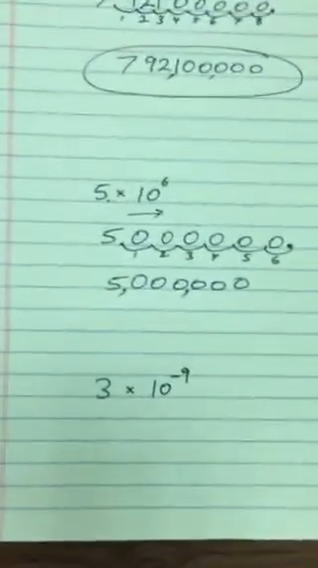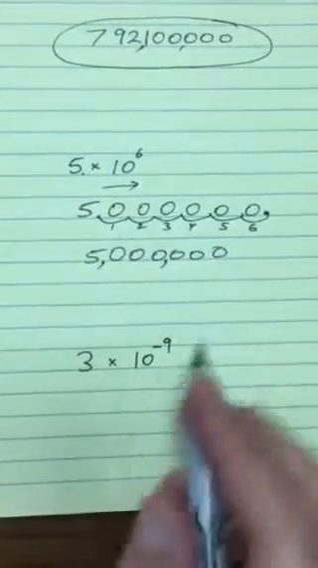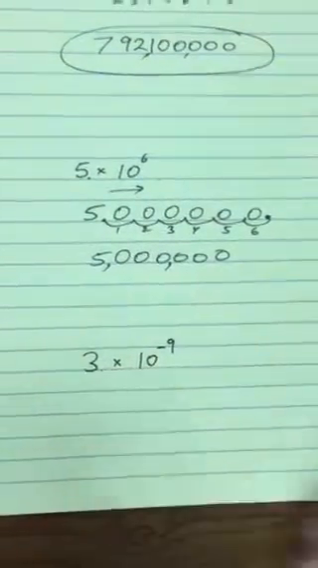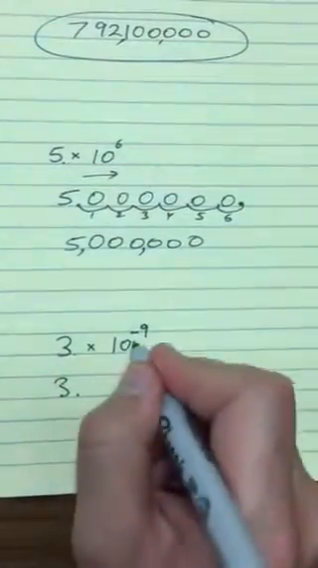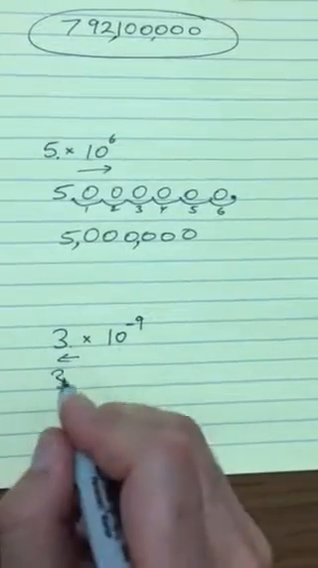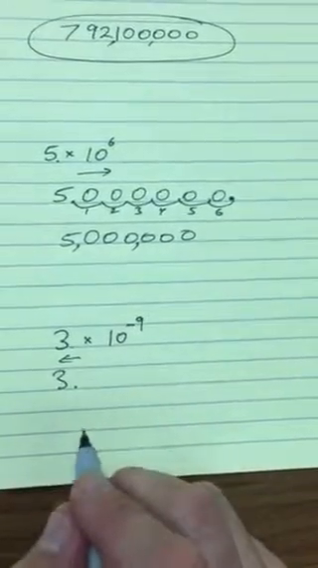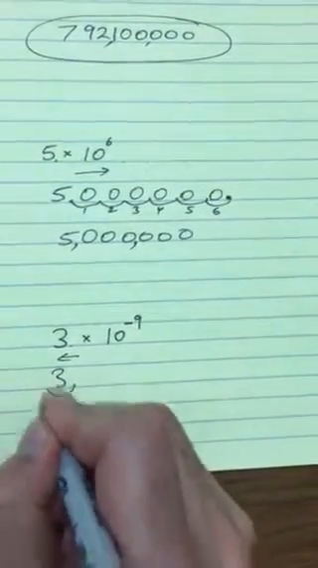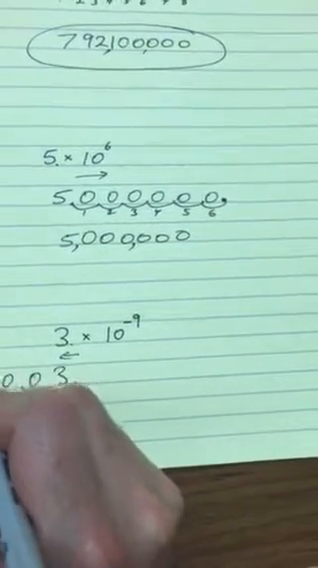Negative exponents is just we're going to move our decimal point the other way. So I've still got 3, and there's my decimal. 3. And this time I'm going to be moving my decimal point to the left because I want to make the number a fraction. Because that negative means it's a fraction. So there's once, twice, and I'm just going to add some zeros here.